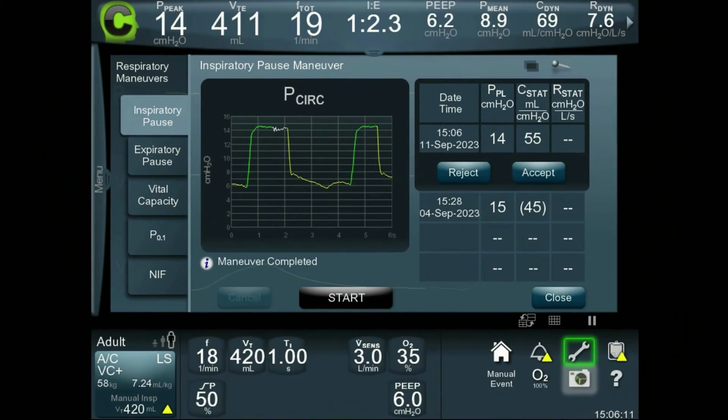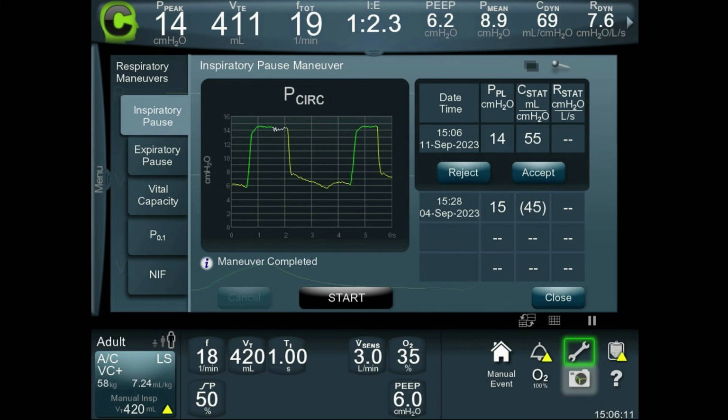To explain what's going on here, you need to understand that when an inspiratory pause maneuver happens, both the inspiratory valves and the expiratory valves close, and there is zero flow in the system, so everything just equalizes out. And because this is being applied at end inspiration, you get a proper plateau pressure.